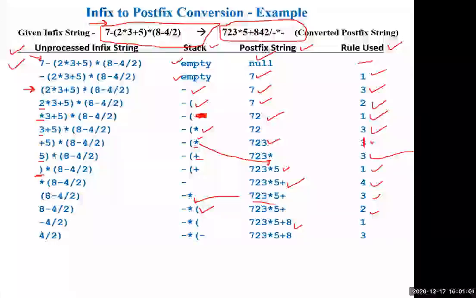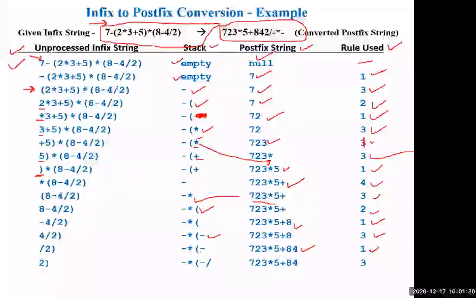Then we have minus. Minus is an operator, so it will be added to the stack based on rule number 3, because we don't have any other operator to be popped out from the stack. Then we have this 4, which is an operand, so it will be added to the end of the postfix string as per rule number 1. Then we have this division operation. Division would remove an operator of higher or equal precedence, but we have minus inside the stack, so it will be directly added to the stack. Okay, rest remains as it is as per rule number 3.